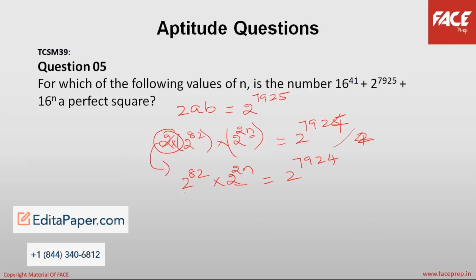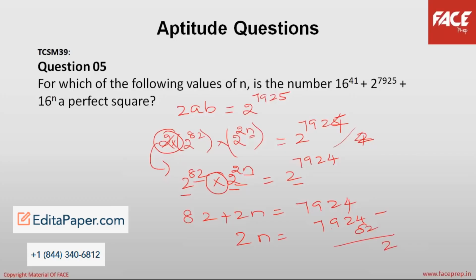So now because the base is the same, I can always add my powers when it is multiplication. When the base is the same, I can always add the power. So 82 plus 2n is equal to 7924. So 2n is equal to 7924 minus 82. So we get the value to be 2. Here I should definitely take a carryover. So I get 12. So I get the value to be 7842. So this is nothing but 2n is equal to 7842.